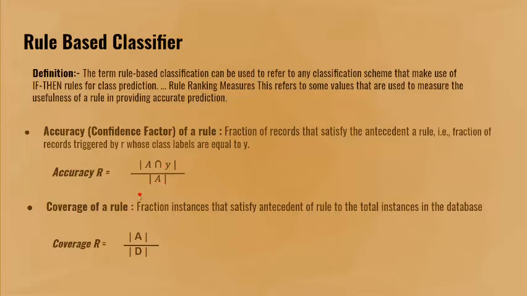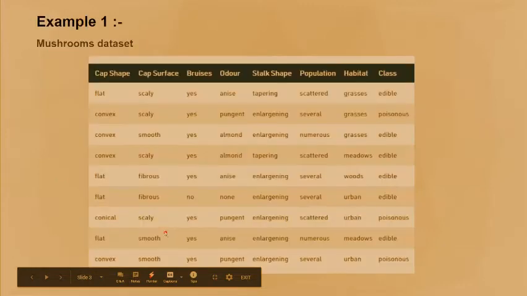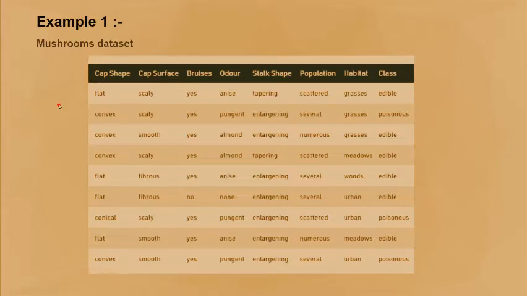And what is the coverage of the rule? The coverage of a rule is the ratio of the instances covered by the rule to the total instances of a dataset. As we know, the instances covered by the rule is A and the total instances of the dataset is D. So the coverage of rule R will be A by D. So let us use an example to illustrate this.